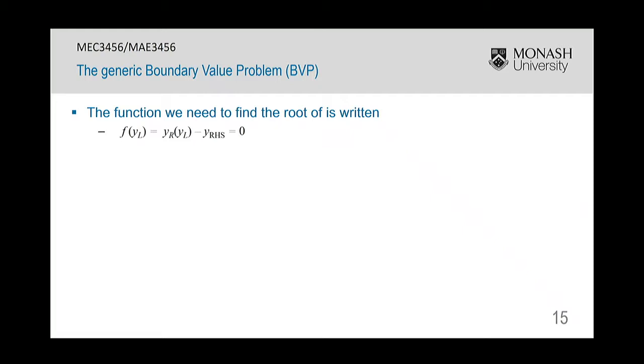So the function we need to find the root of in this case is written as f of yl, that's the function, is equal to yr of yl, remember that's the solution of the ODE at the right hand boundary, minus the right hand value that we're aiming to achieve. When these two things here are equal, then obviously this has got to be equal to 0, and we've found a root of this function.